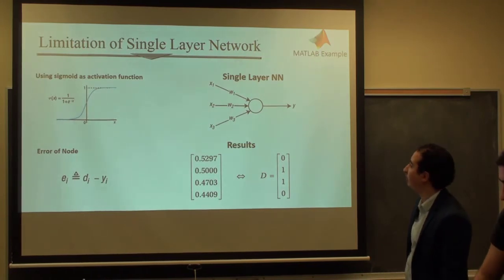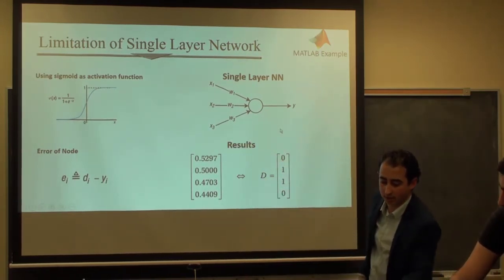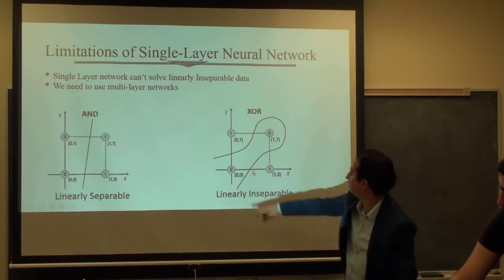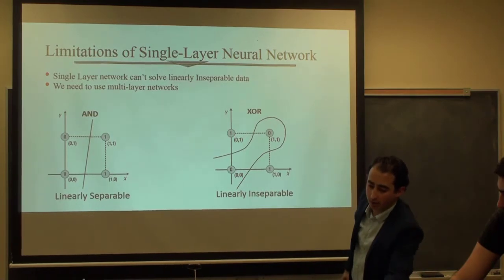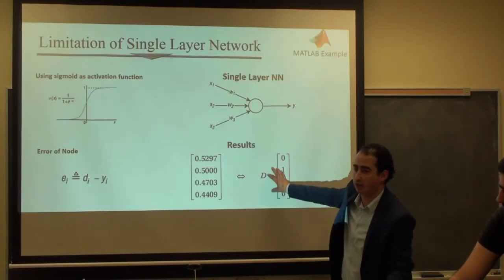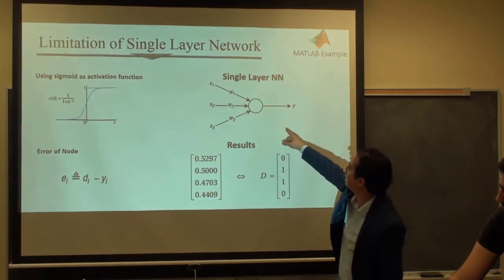So this one, we're going to test the single layer on the XOR. If we draw a line over here, it's only going to get one. So it's not accurate, and that's what we're going to see in this example. Here we're going to see the result. We're using the same thing: the sigmoid, the error, and the single layer.